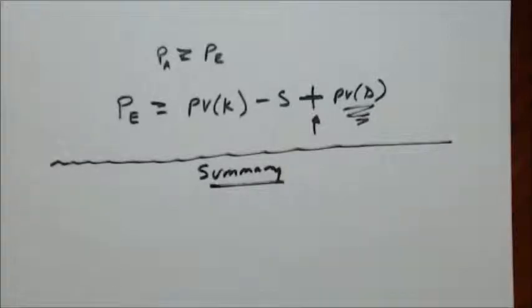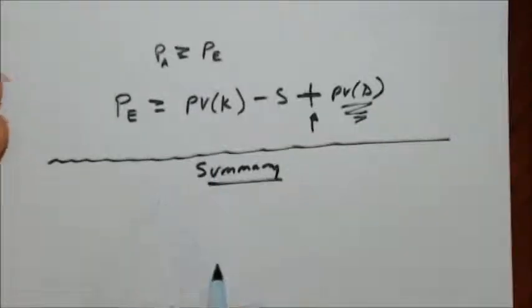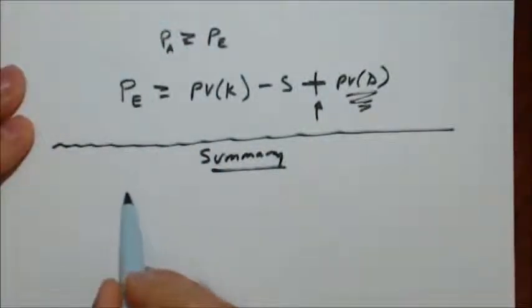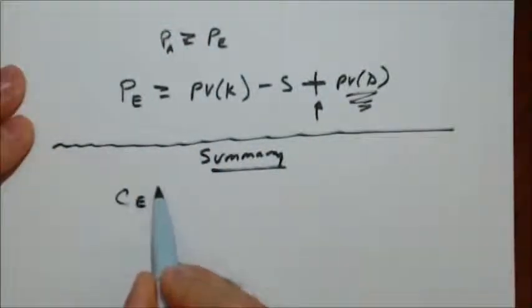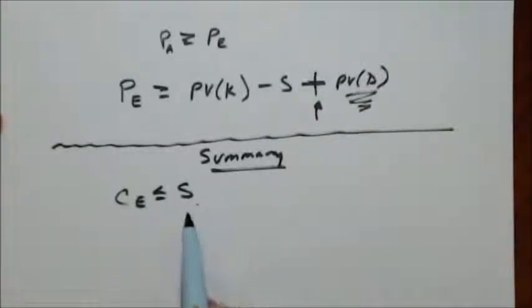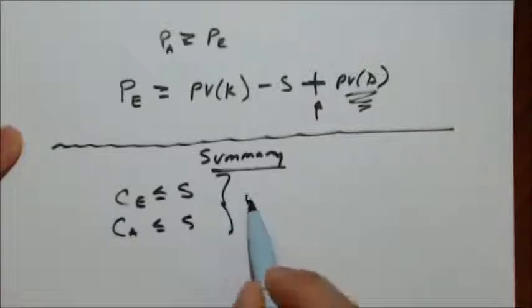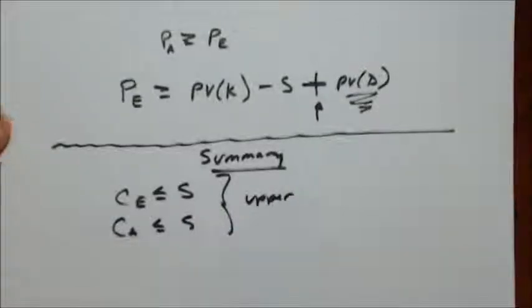Summary. And it'll be helpful. So, with call options, let's summarize the call options. We had upper bounds that said the call has to be less than or equal to the stock price. So the call couldn't be greater than the stock price. For a European and for an American, the same thing. These are upper bounds. Can't be above this. It's a ceiling.